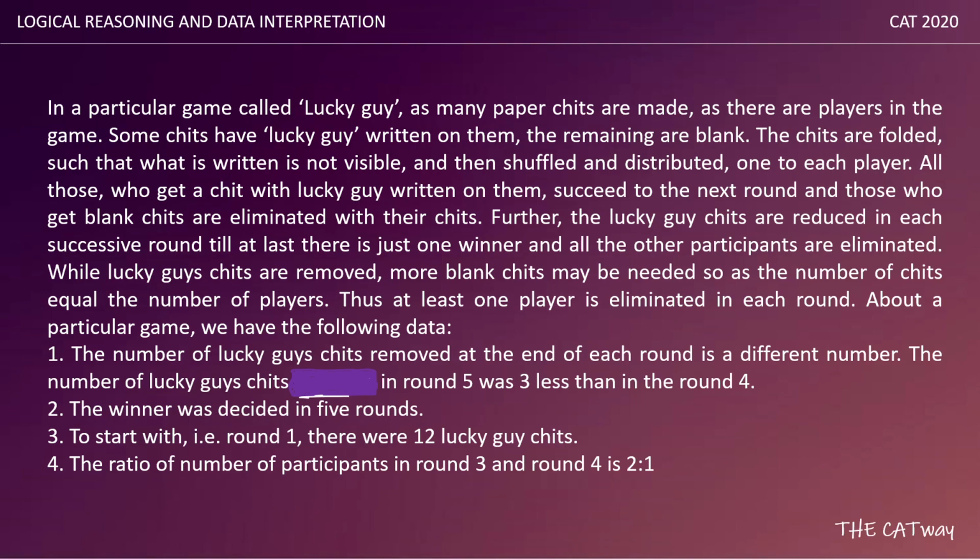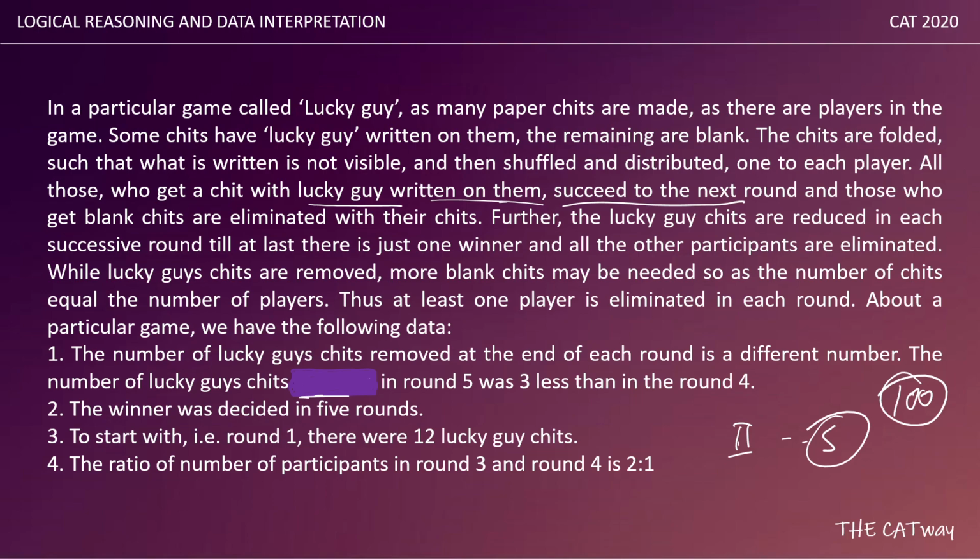Now this is a very important line, guys. It says that whoever gets a Lucky Guy chit succeeds to the next round and the others are eliminated. So let's say in round 2 there are 5 Lucky Guy chits, and there are a total of 100 players. Out of these 100 players, only 5 of them are going to get the Lucky Guy chits, and that means that only 5 players are going to play round 3.